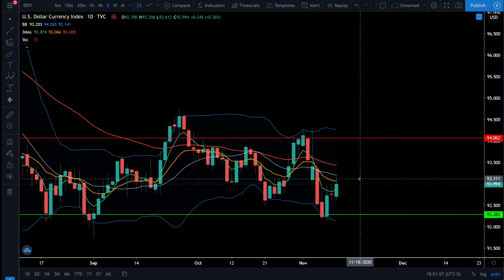So we have to give the edge to the bears on the dollar and assume that we're likely going to see that bearish trend continue and the dollar continue to head lower. Remember, a weak dollar should be bullish for the stock market.